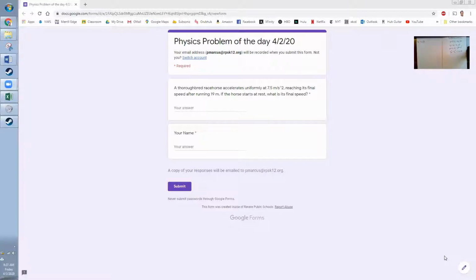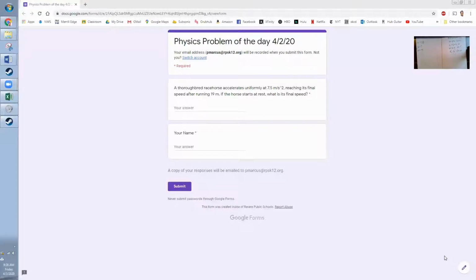Other givens? The final speed? What's the final speed? 19 meters. Wait a minute, sorry. That's delta x, right? 19 meters is delta x. That's the displacement. Good. So do we have the final speed? That's the unknown, right? It asks us, if the horse starts at rest, what is its final speed? So it says it reaches its final speed after going 19 meters, but it doesn't tell us what it is.